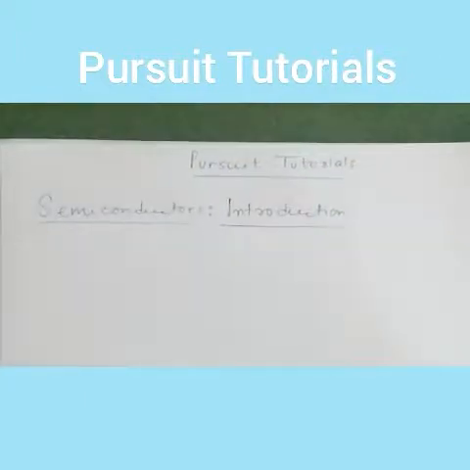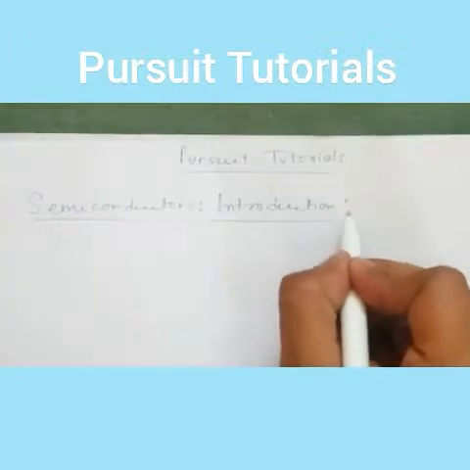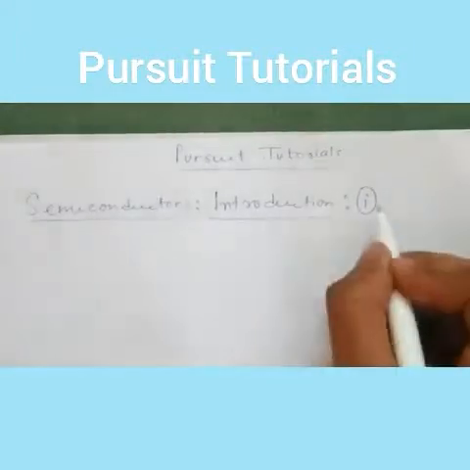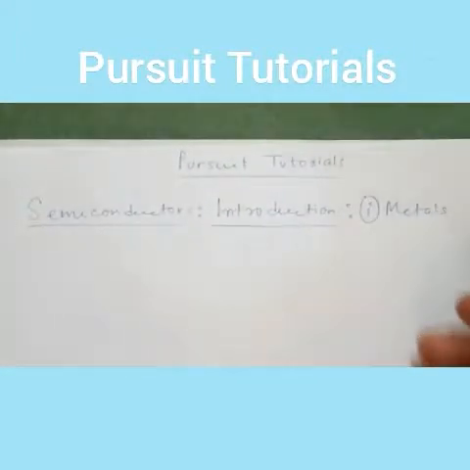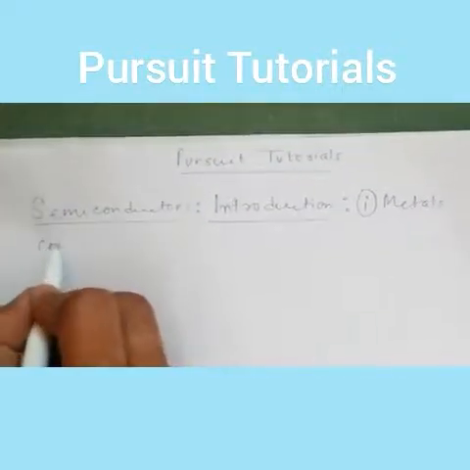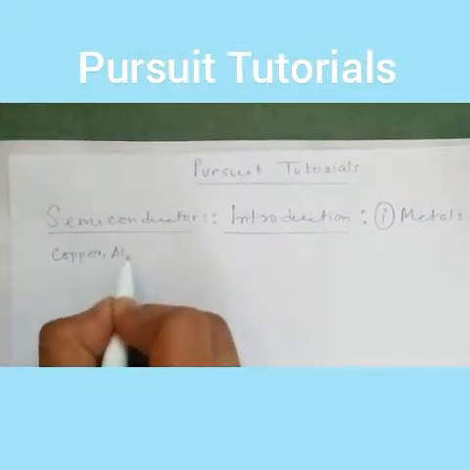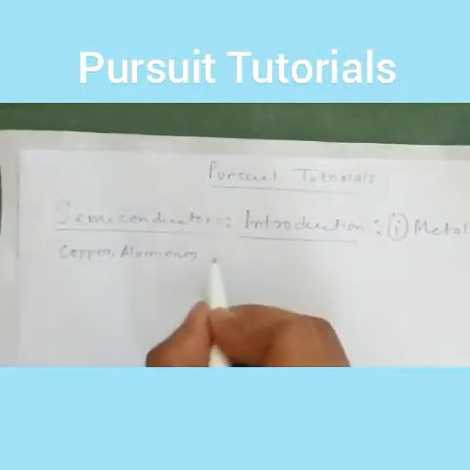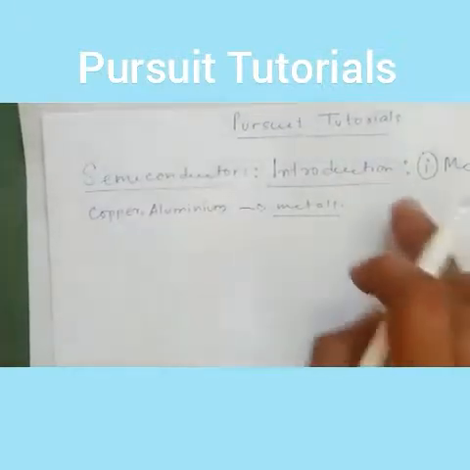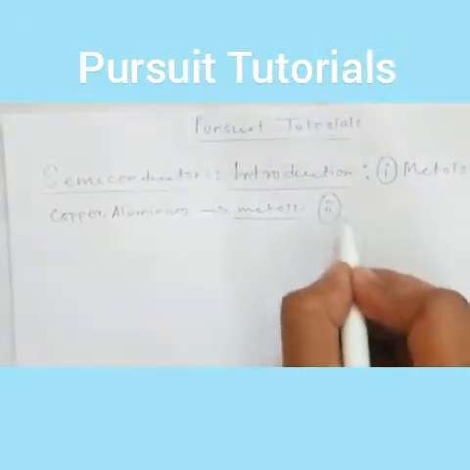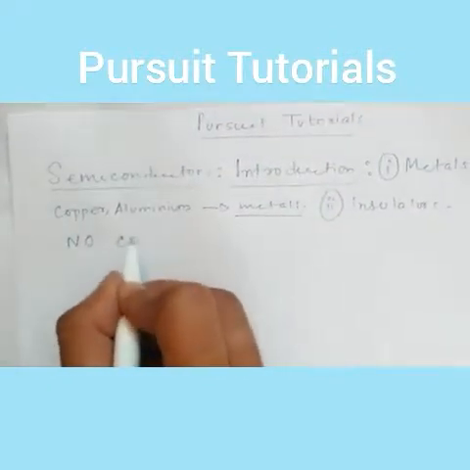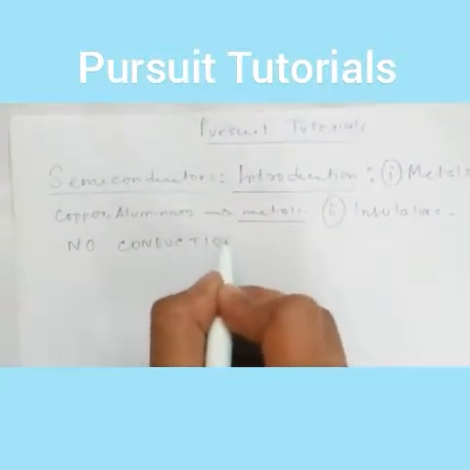In the introduction, we need to know what semiconductors actually are. As far as our electronic systems are concerned, the first thing we know is metals, right? If you take any kind of wire, you will obviously see copper, aluminium, or other metals or alloys of metals. After metals, we have insulators. What are insulators? Insulators are those materials where no conduction happens.